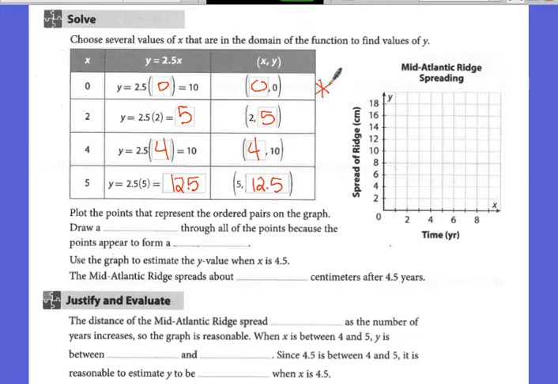Okay, so first we're going to plot the points that represent the ordered pairs on the graph. So we have 0, 0. And then we have 2 and 5. And then 4 and 10. And 5 and 12 and a half.